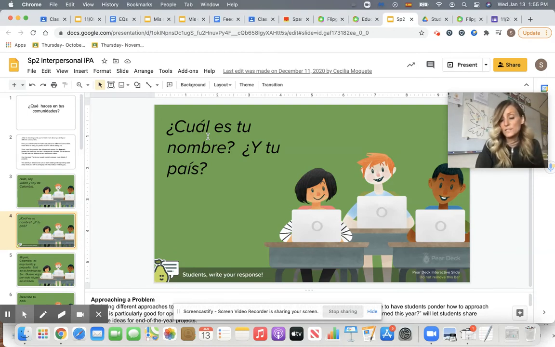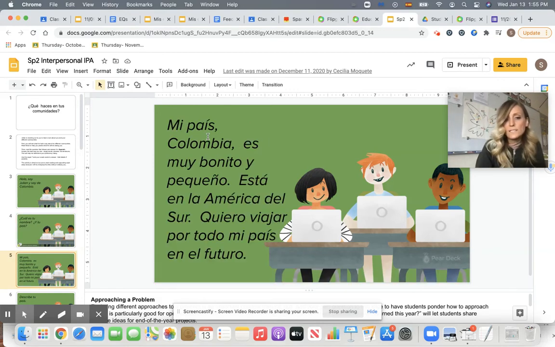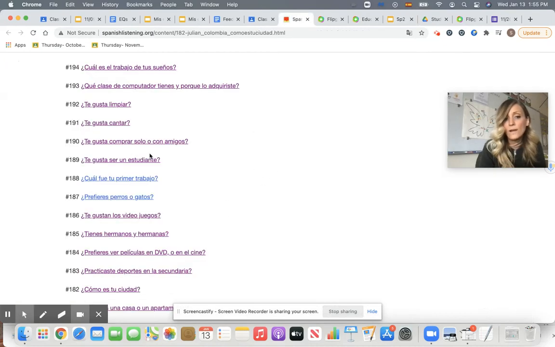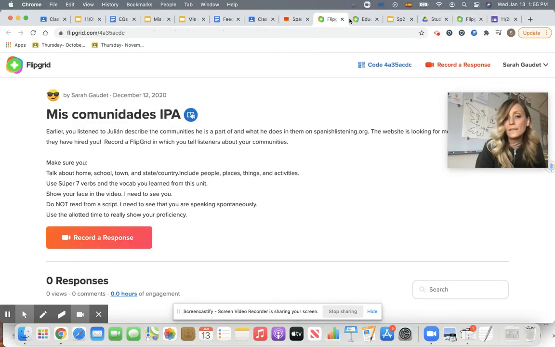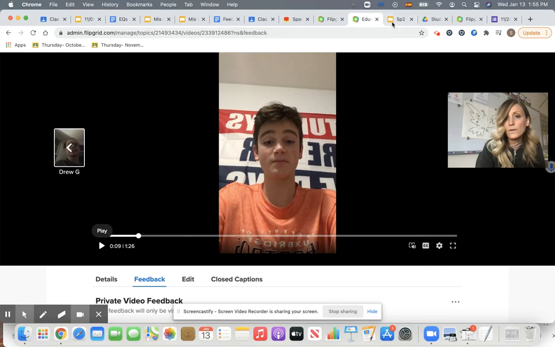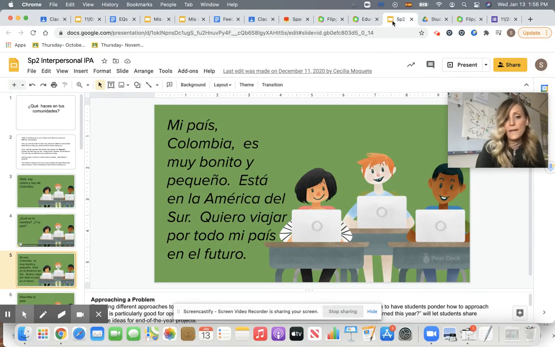If they could use full sentences, great. If they could just get words and phrases, that's where the rubric comes in. They go in and they type their answers. And then I move on to the next slide. I pulled this language right from that website, right from his transcripts. I used Julian's language to make it as authentic as possible and led these students through their Pear Deck. So they did that.